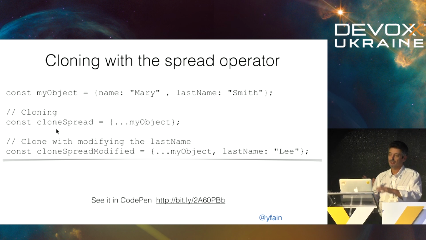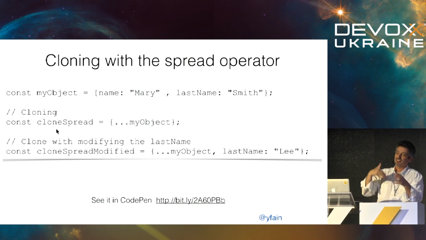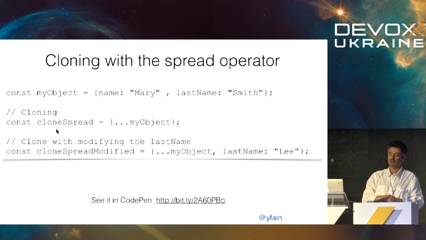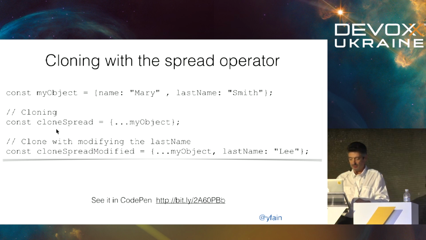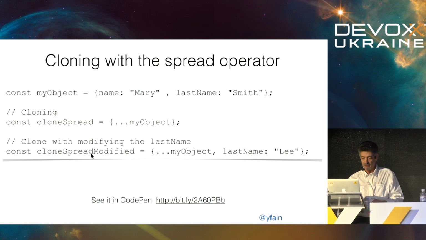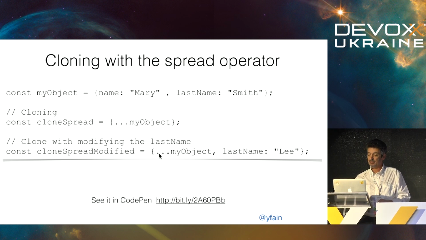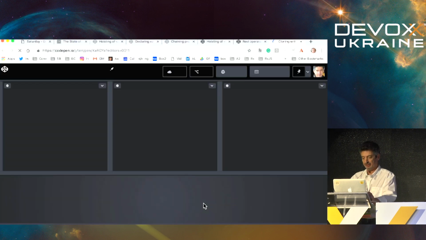Moreover, you can do cloning with modifying specific properties on the fly. Let's take a look at the second example. Similar to the first one, but look at this. I create an instance of a new object. I pass the existing object, my object, and also on the fly, I want to replace the value of last name. It used to be Smith on top, and I want to change it to Lee. In one liner, I do all that. Let's see if it works. Click on the link.